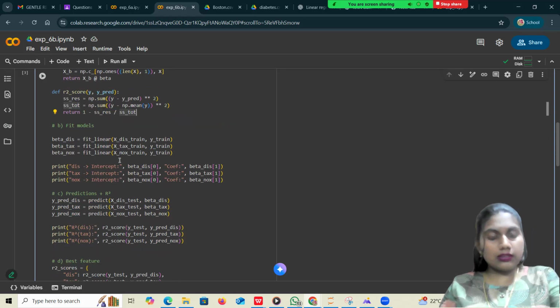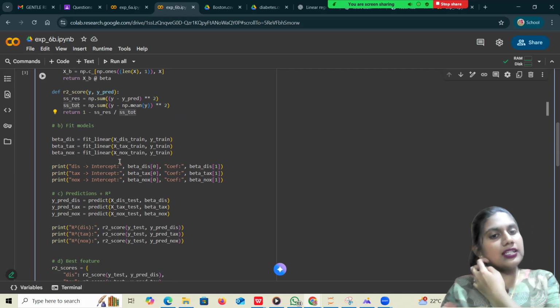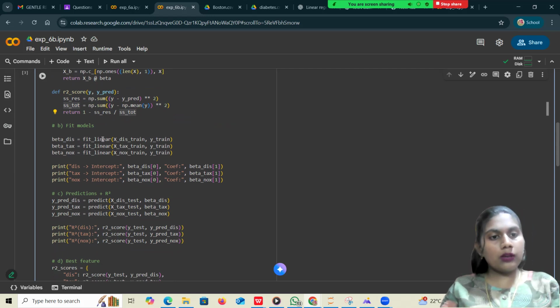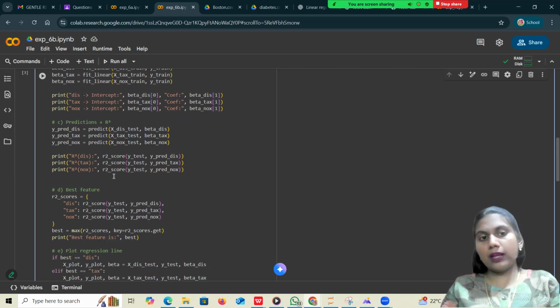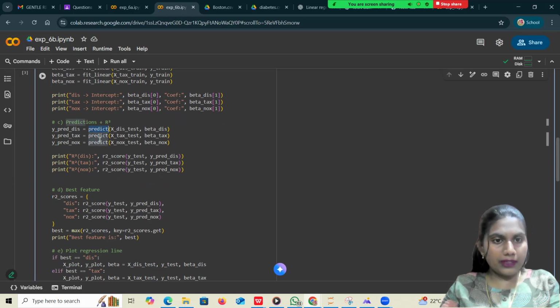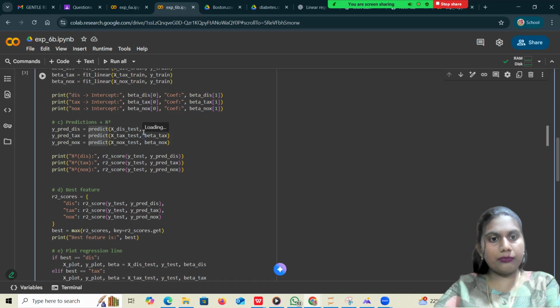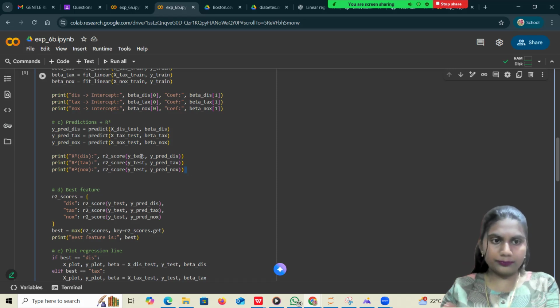And the second question is to fit the models. We are going to fit linear, so that we have trained. We are fitting the linear model for distance, tax and NOx. Then we are going to predict and compute R squared. For predict, we are using the predict function and giving the test for distance, tax and NOx. And we are printing the R square values.